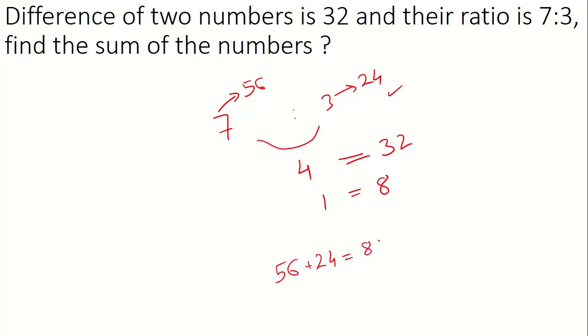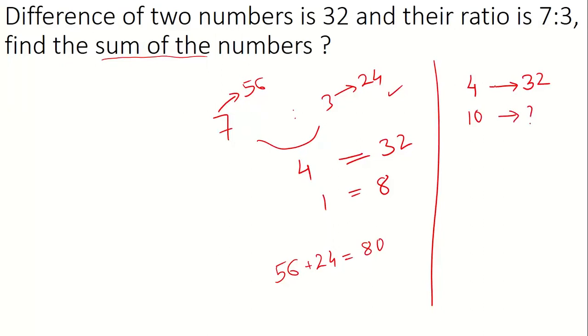80. Now there is one shortcut for these types of questions. We are interested only in the sum of numbers. So 7 and 3, total is 10 parts. The difference of two numbers is 32. So the difference is 4 parts, whose value is given as 32. I am interested in the sum, that is, 10 parts is how much. So I can see 4 into 8 is 32. So 10 into 8 has to be 80. So you can solve such types of questions directly.